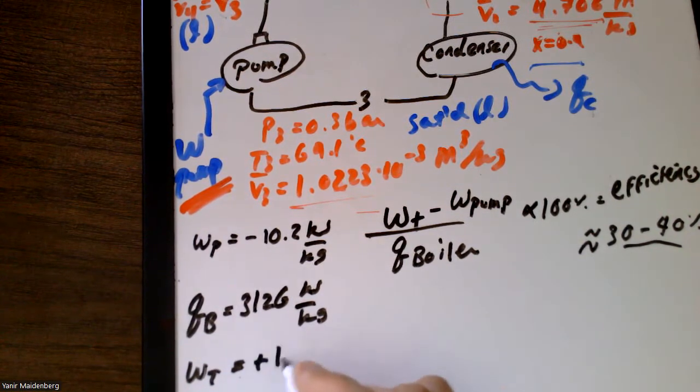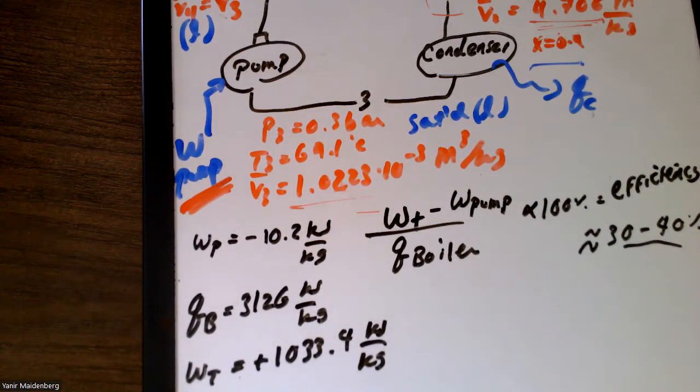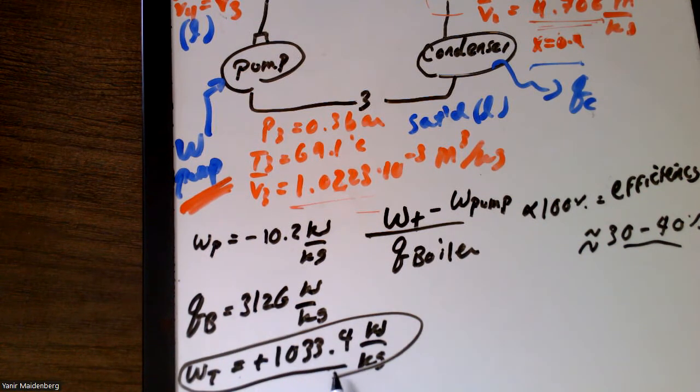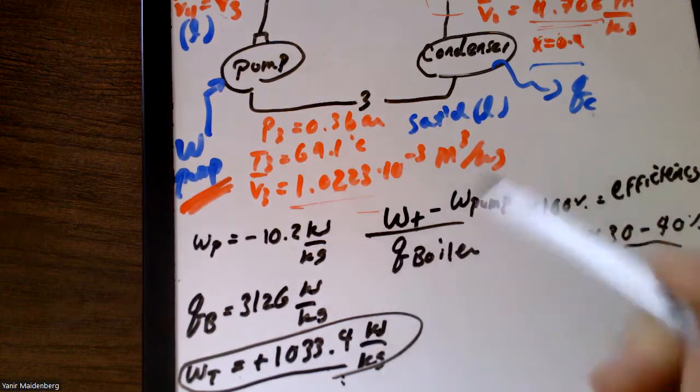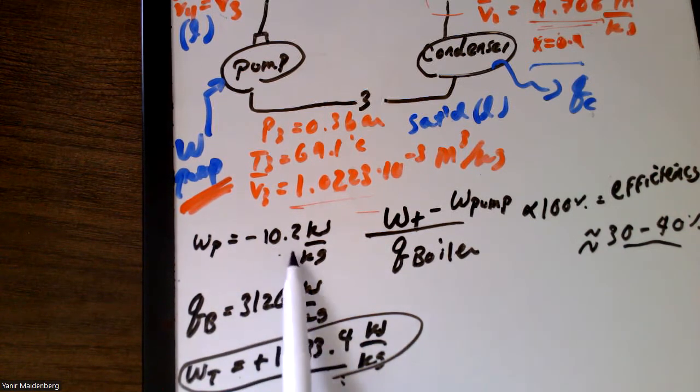And then the work that you actually get, which will be positive for you, is going to be 1033.4 kilojoules per kilogram. So you're going to generate this, which is great, and you can do stuff with this. That's what we want. You want to maximize this at the expense of this. Now you can see you're not putting so much work into the system. Your greatest penalty is the heat that you have to provide to the boiler.